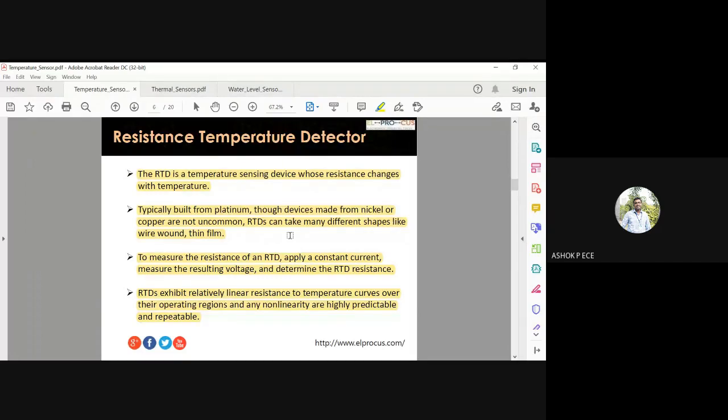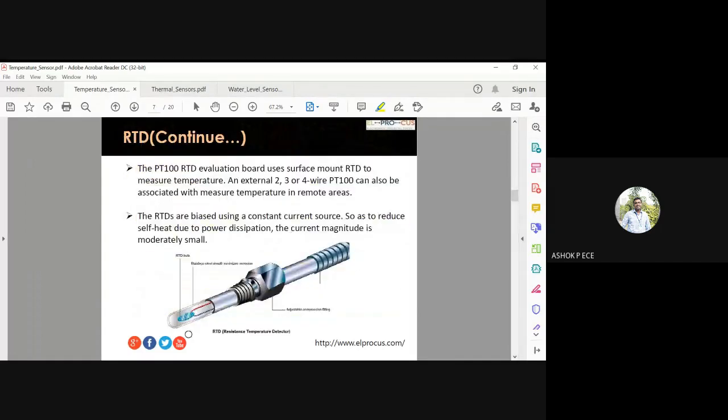So this is a simple RTD device, you see. It uses a surface mount RTD. You have an RTD bulb here, I think you can see. This is going to detect the temperature change.